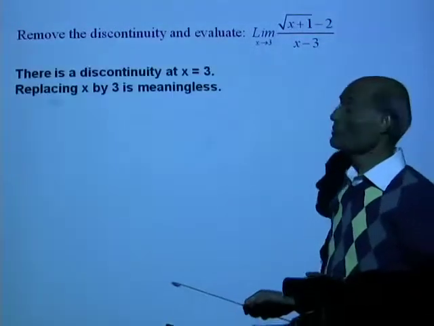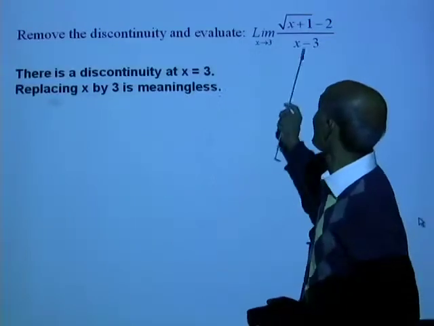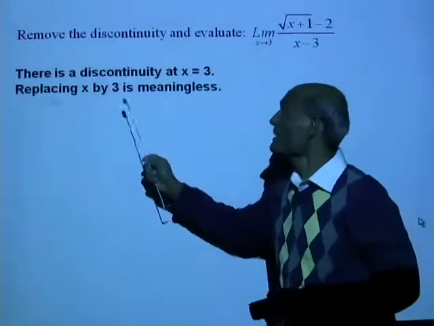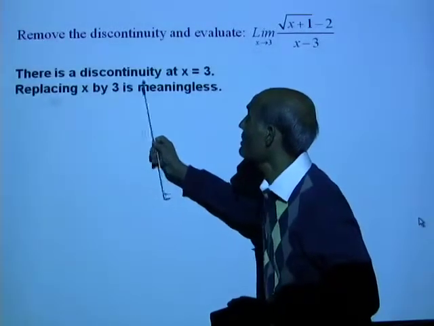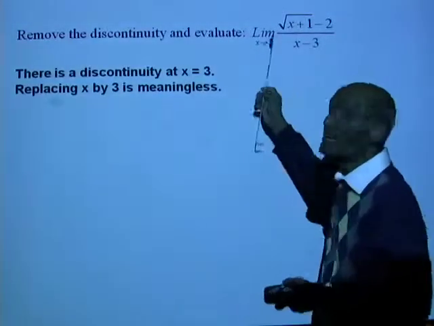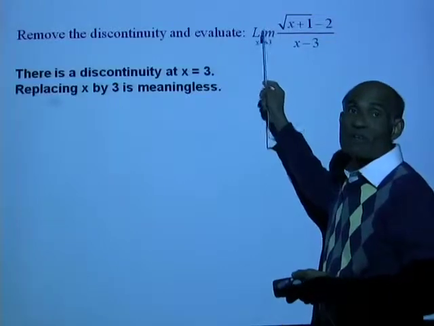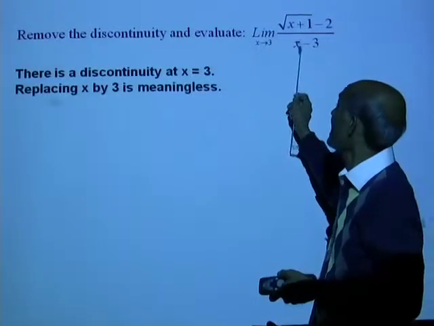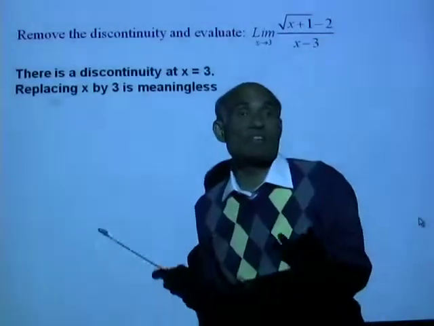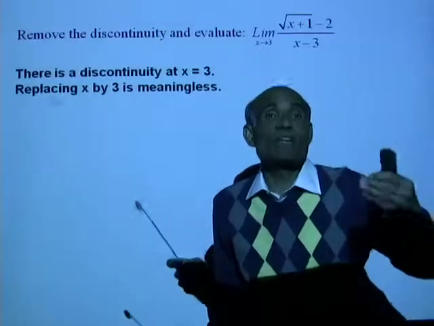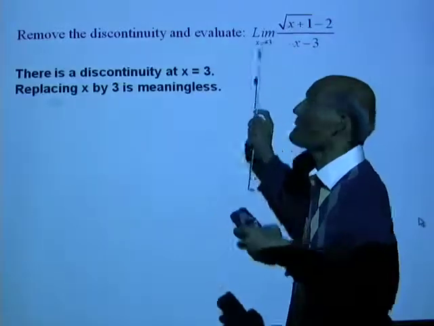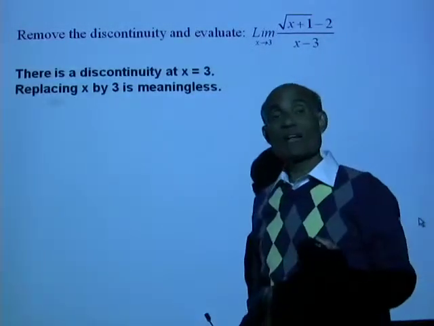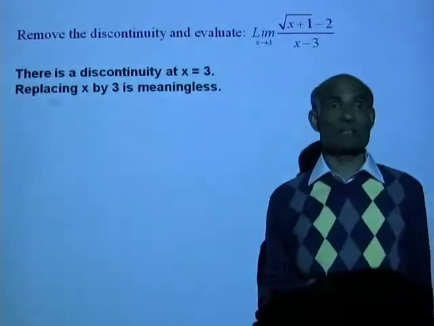So what we will be doing is, in this case, we have a discontinuity at x equal to 3, and therefore replacing x by 3 is meaningless, because we want to find the limit when x approaches 3. And you know that at x equal to 3 we have a discontinuity. Therefore you cannot replace x in here by 3.